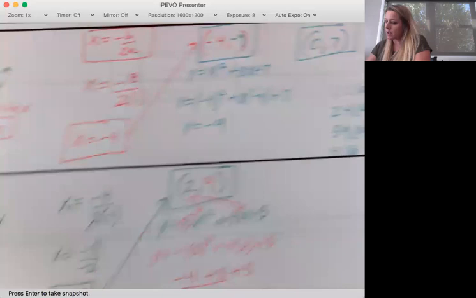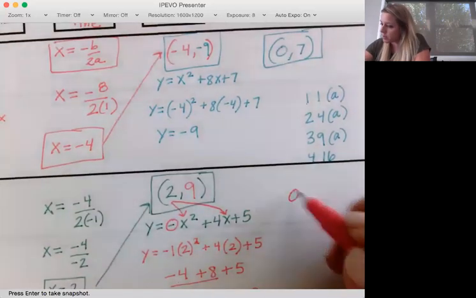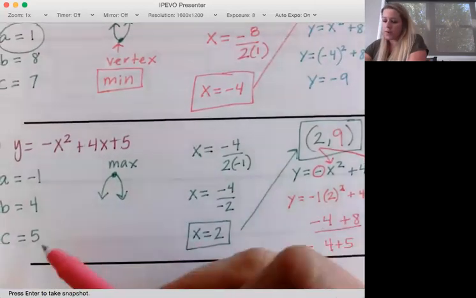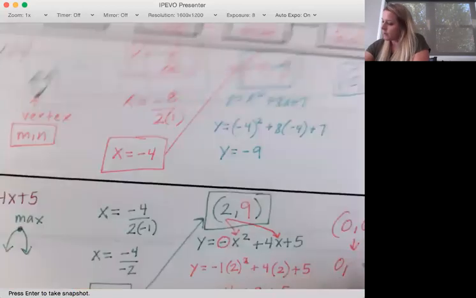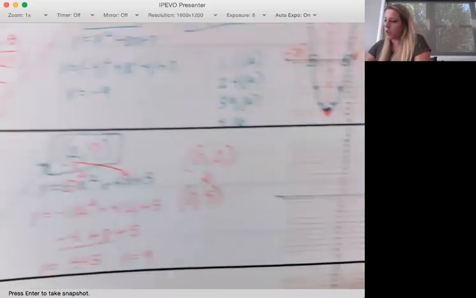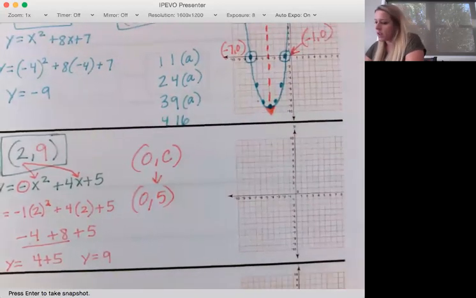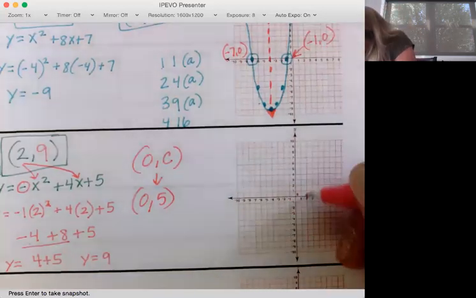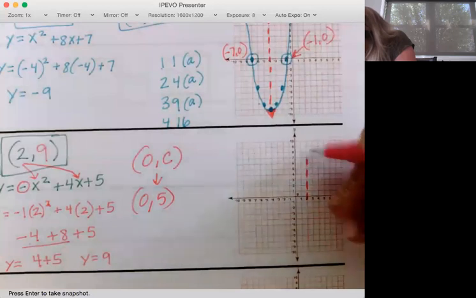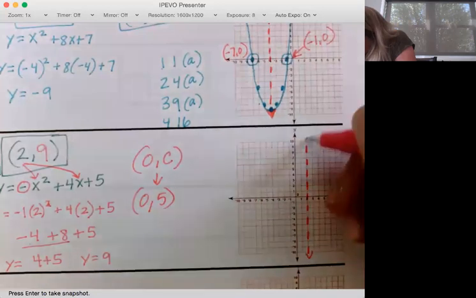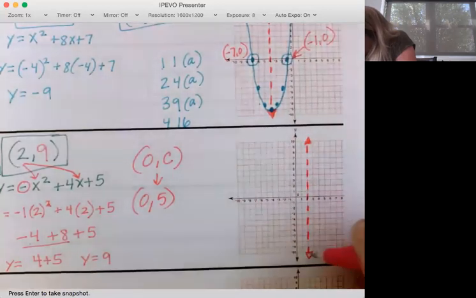And then the last thing is our y-intercept. Our y-intercept is always 0, c. So it'll be (0, 5), because that's our c value. All right, so now let's start graphing and see what we can get. We said that our axis of symmetry is x equals 2. So I'm going to dash my line just to help me with my sides, making sure they're proportional.